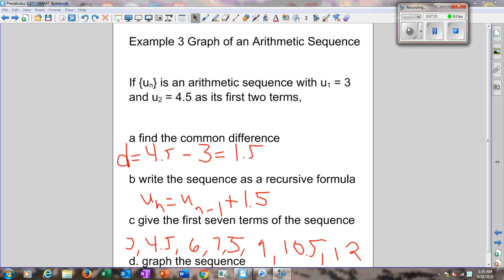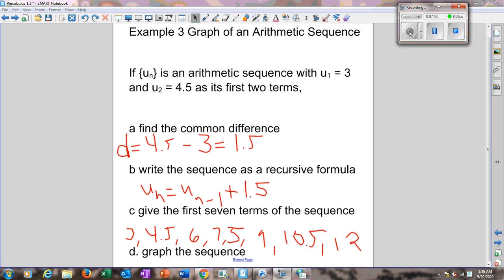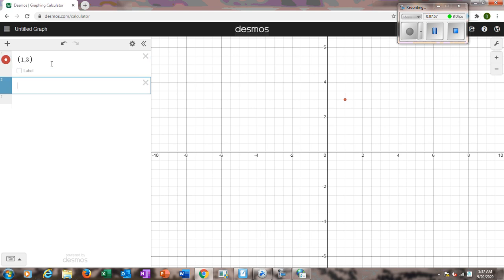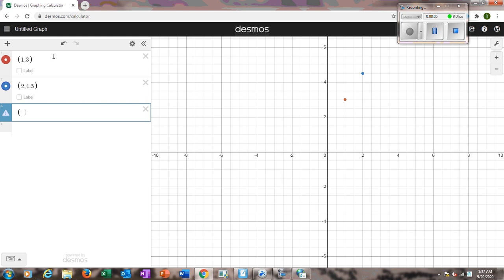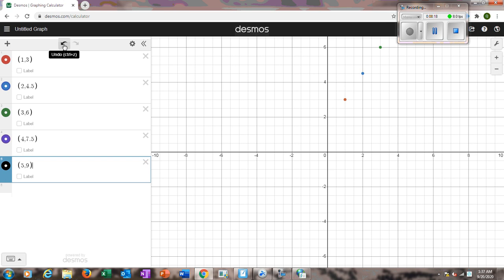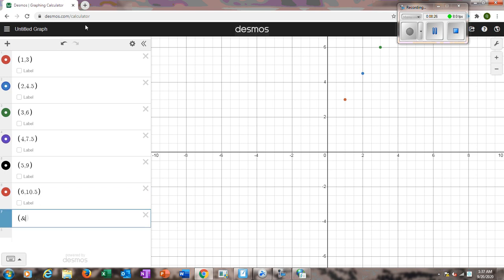Now part D says to graph the sequence. So then in order to graph the sequence, I'm going to go onto Desmos. And I'm just going to start plotting my points. My first point was 1, 3, because it was the first term, which was 3. Then 2, 4.5. Then 3, 6. Then 4, 7.5. Then 5, 9. And we had to do 7 terms. 6 was 10.5. And 7, which was 12.